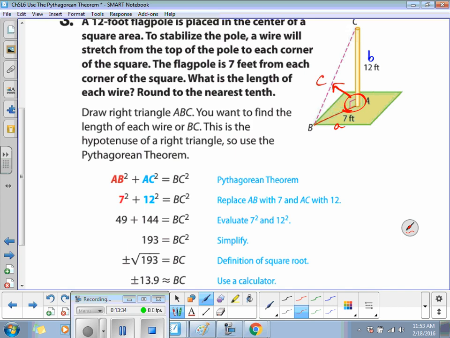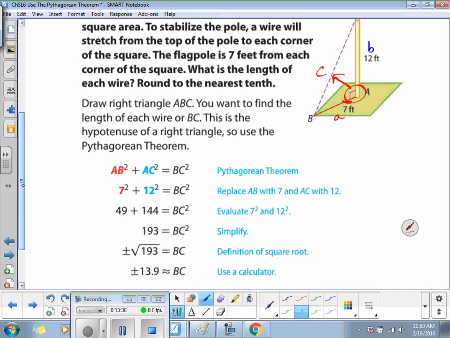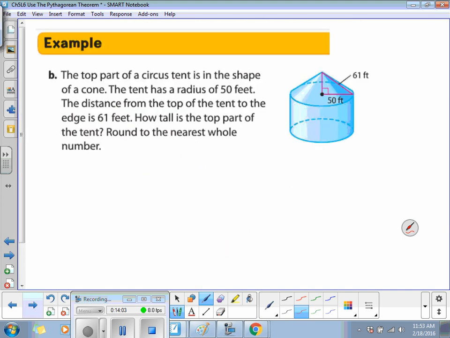All right. So, now we have a squared plus b squared equals c squared. And then we substitute in. So we have 7 squared plus 12 squared is equal to the c squared. And then we calculate down to 13.9 feet. So everybody got it? All right. So let's do one together.